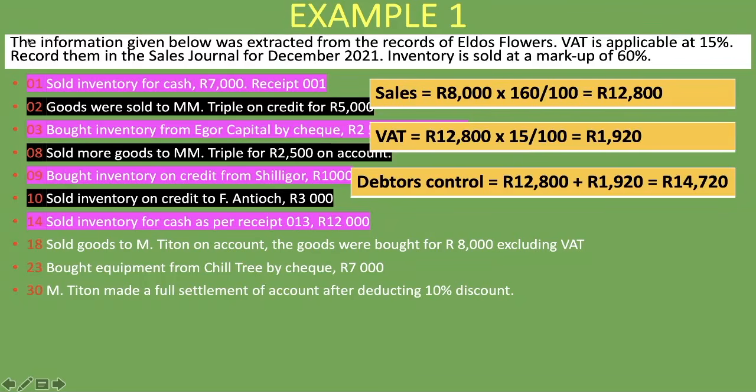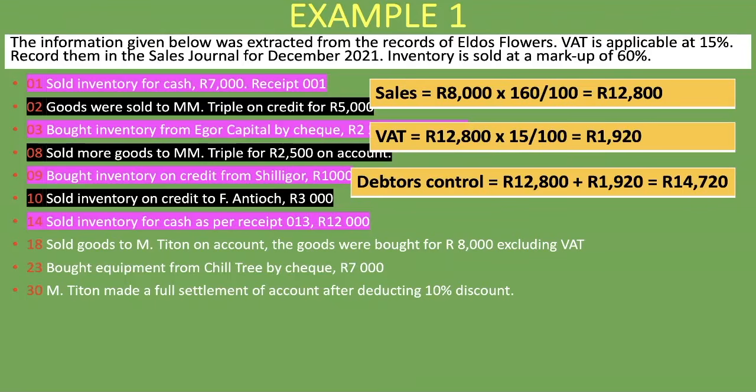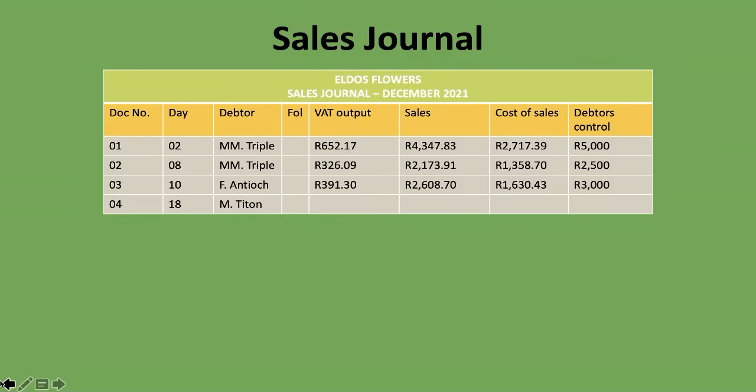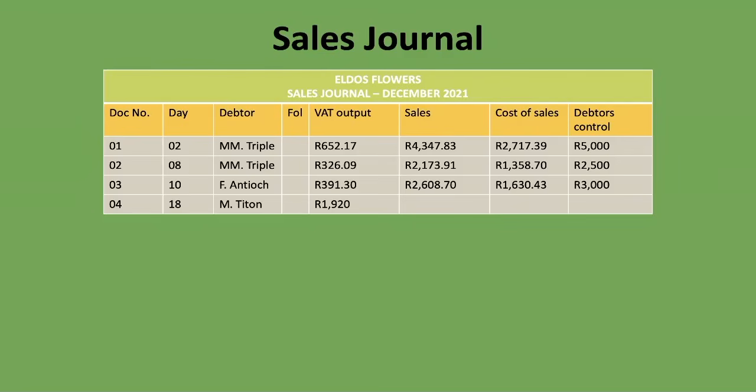So our day is day 18, and the name of the debtor is M Titan, so the document number is 04 following the sequence, and the day is day 18, and as you can see is obviously M Titan, so we'll put that as a debtor. And then we need to put in our VAT output amount, our sales, cost of sales, and debtors amount. So here we have all the amounts that we need, from our VAT, which is the 1,920, to our sales 12,800, our cost of sales is 8,000, and our debtors control amount is 14,720. So let's go ahead and do that.